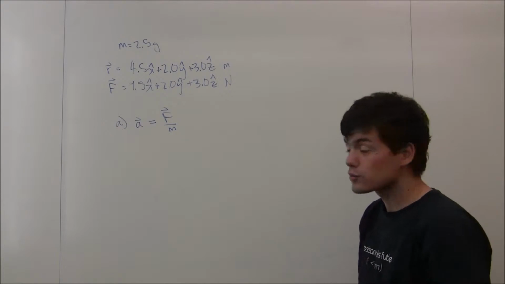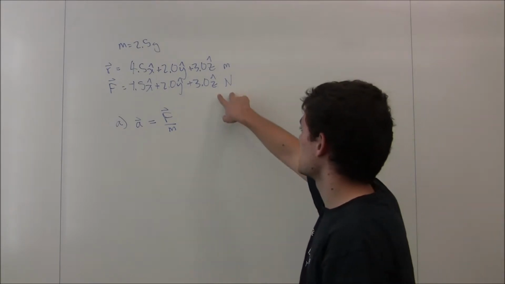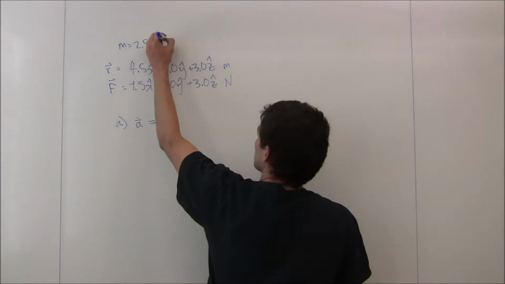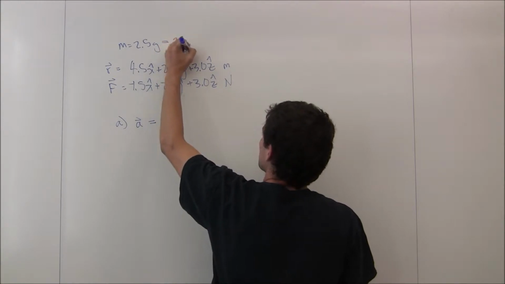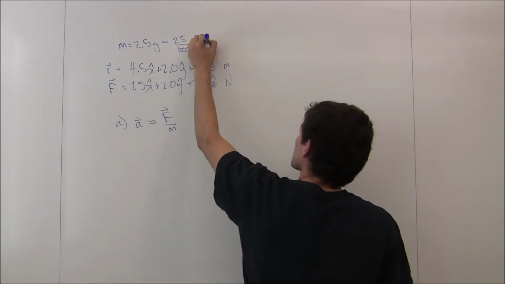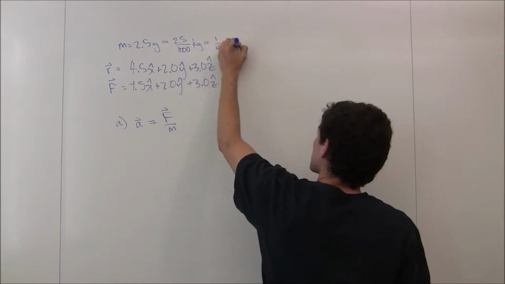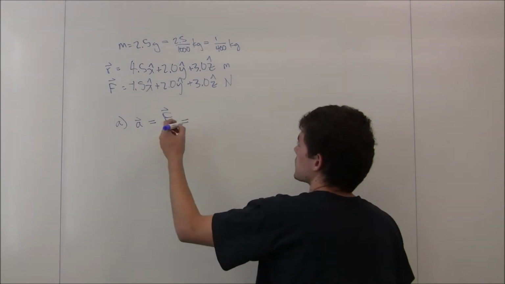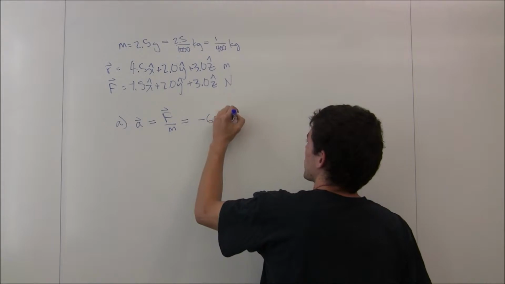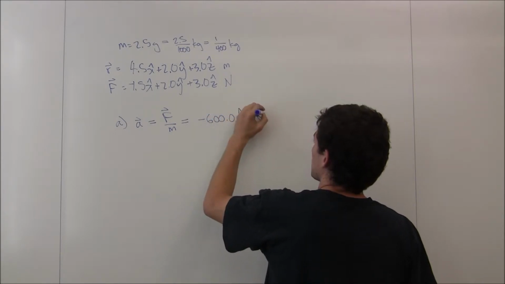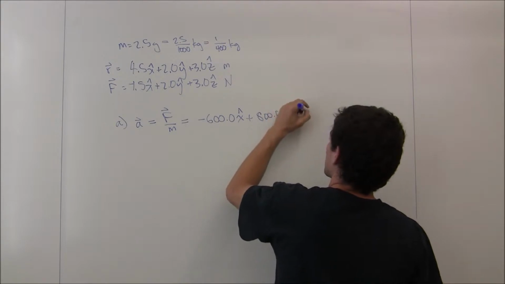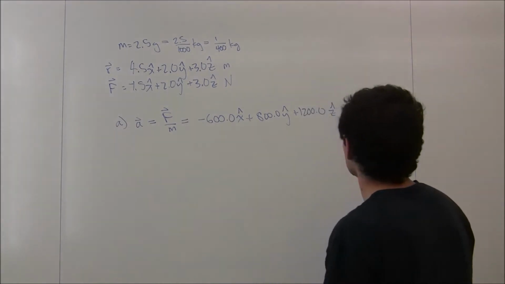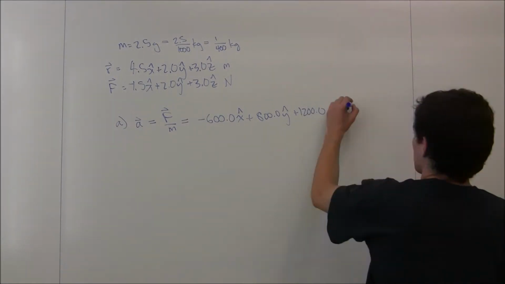However, in order to make the units work out, remember that newtons has a term of kilograms, and this is still in terms of grams. So this is just going to be 2.5 over 1,000 kilograms in order to make it a more reasonable unit, which is the same as 1 over 400 kilograms. And so now we can do this calculation. F divided by m is just F times 400. So we're going to get negative 600.0 x hat plus 800.0 y hat plus 1200.0 z hat meters per second squared.